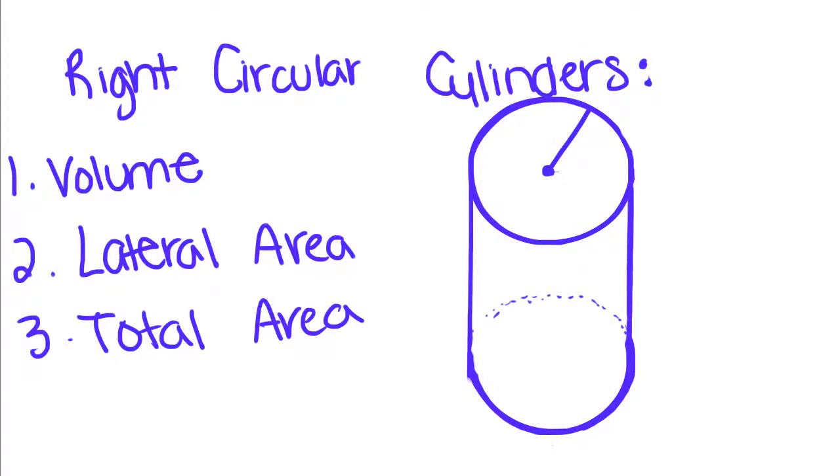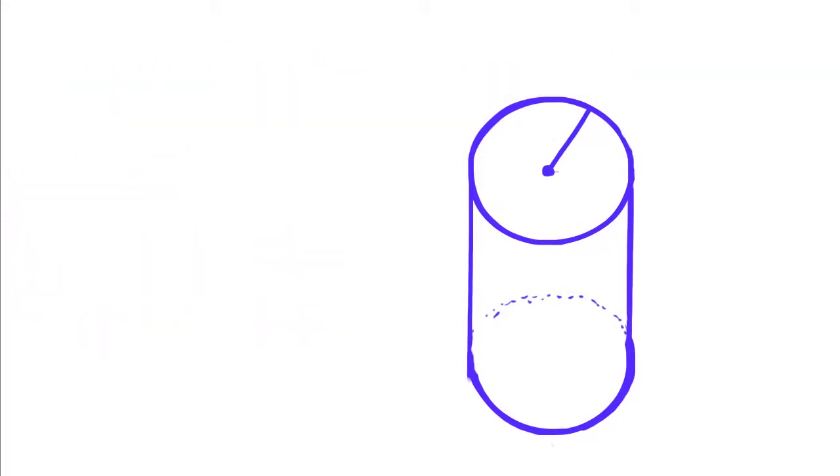So today we're going to move on from talking about prisms to talking about the right circular cylinder. Now we're going to go over volume, lateral area, and total area of a right circular cylinder today.